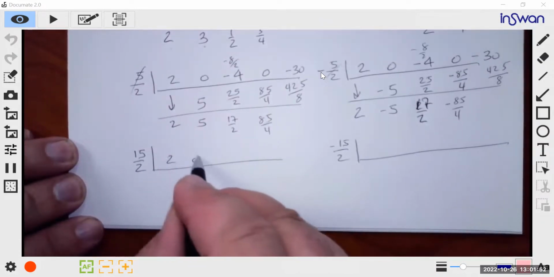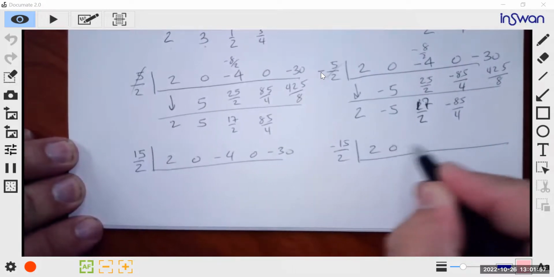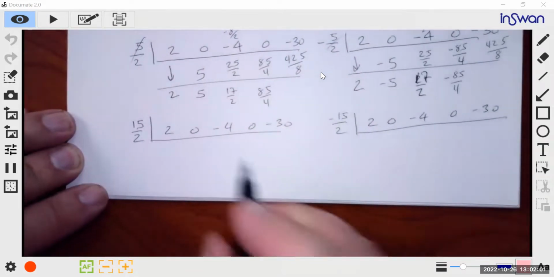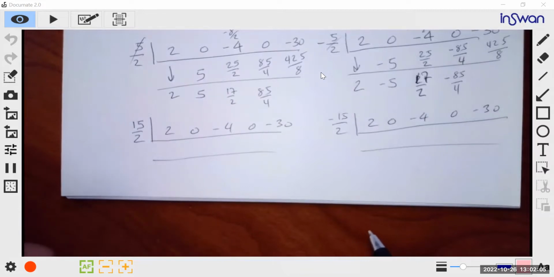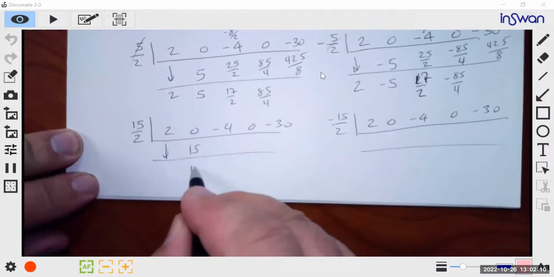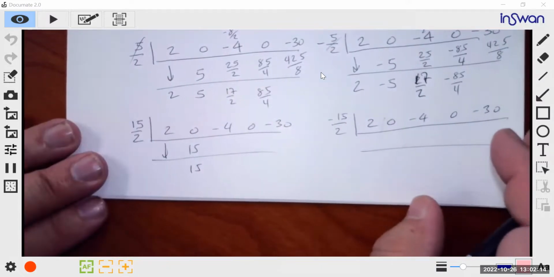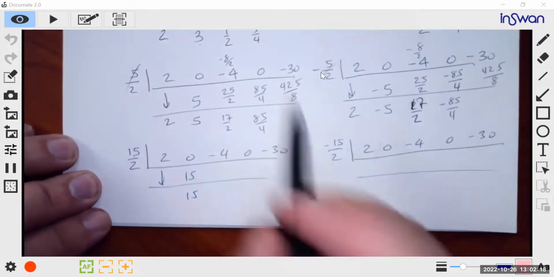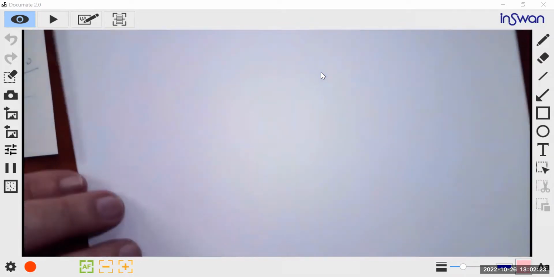So 2, 0, negative 4, 0, negative 30. Do either of these work? Two is 15. No, this one's going to grow much bigger. Same with that. Okay, so let's see what we have. We know for sure we have that as a solution. And this is the remainder polynomial.